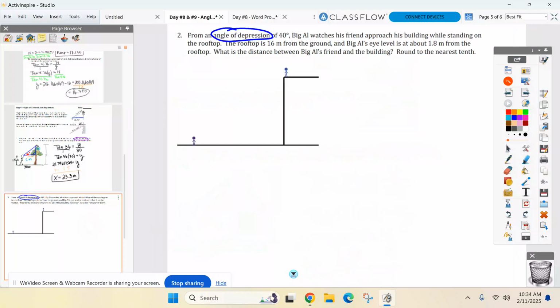All right, take a peek here at this awesome example. How about this diagram, huh? Big Al watching his friend approach the building. That's kind of creepy. From the rooftop, look at that. Look at those two people there. I can't do much better artwork than that. The rooftop is 16 meters from the ground. Big Al's eye level is about 1.8 meters from the rooftop. What's the distance between Big Al's friend and the building? So everyone see what we're solving for.